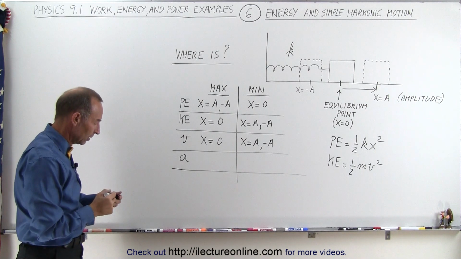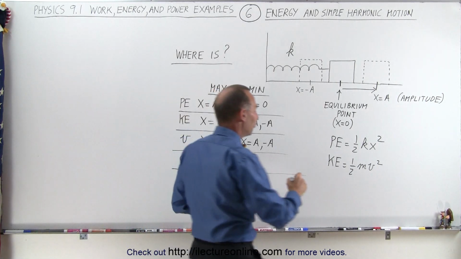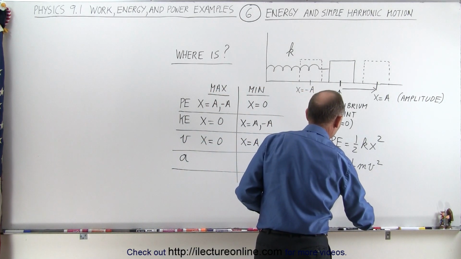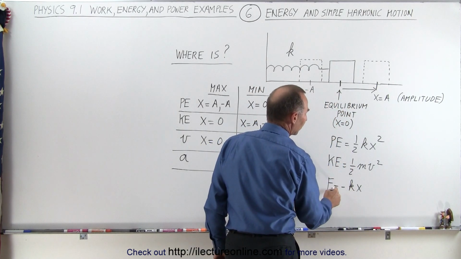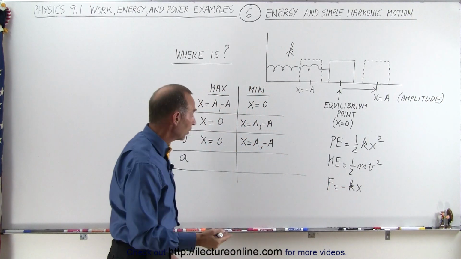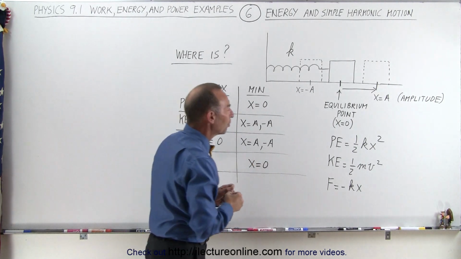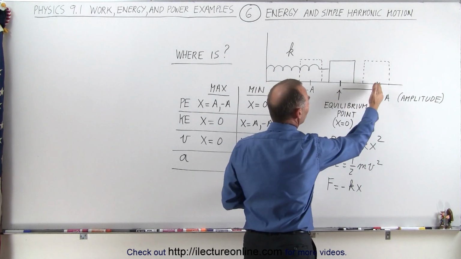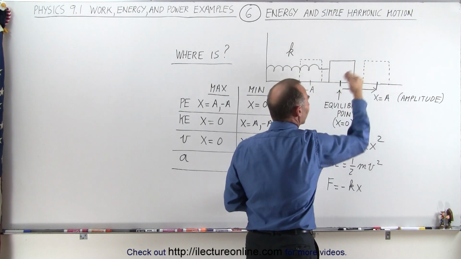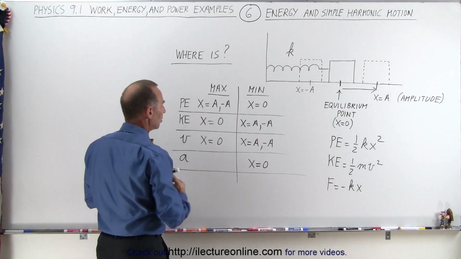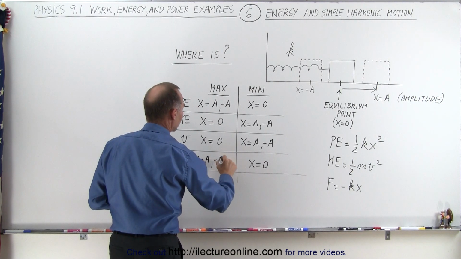Finally, the acceleration. The acceleration is a maximum when the object experiences the largest force, and the force applied by the spring is equal to minus kx. So when x is 0, the force is 0, and when the force is 0, then the acceleration is 0. Therefore, the acceleration is a minimum when x is equal to 0. But when the spring is compressed or elongated the maximum amount, when the position is at the amplitude, that's when you have the largest force applied to the block, which means the largest acceleration will be where the largest force is experienced, which is when x is equal to a or when x is equal to negative a.